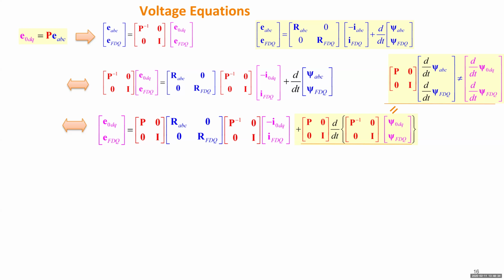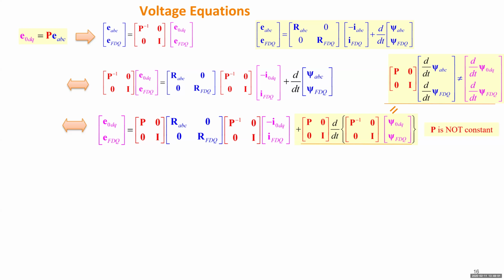You cannot simply consider that transforming the derivative of the flux linkage will necessarily give you a derivative in the new frame. That may not be true. We have to prove it. If you can prove this one, that's fine. Then we can simply reduce the last item and replace it by a simpler term. But we have to prove it. But unfortunately, it's not true.